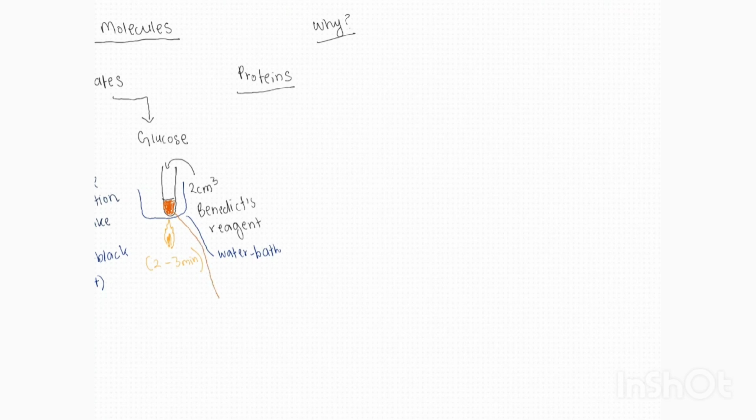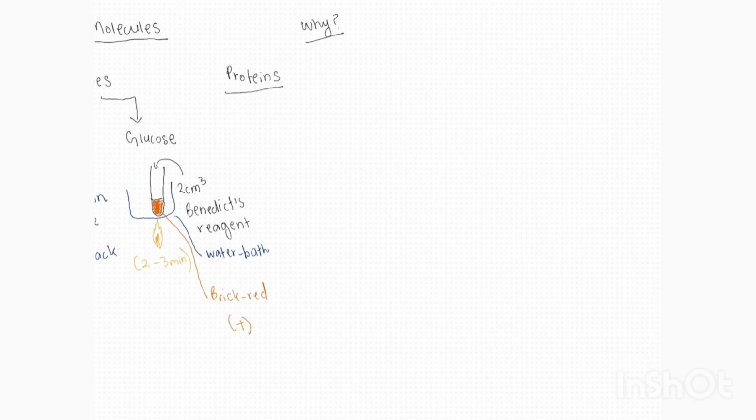So let's write that down. This is brick red, positive. Yes, if it turns brick red, that means that glucose was present. Okay, interesting. I like the colors here.